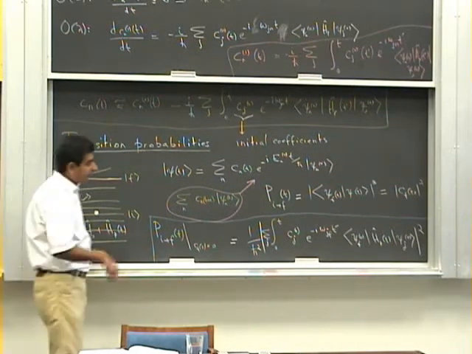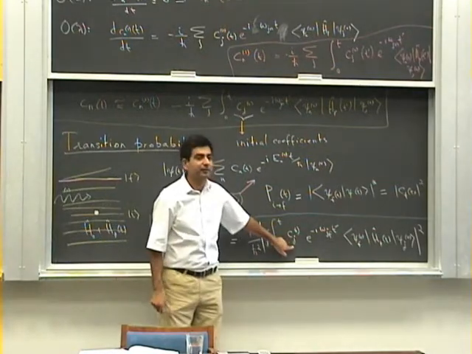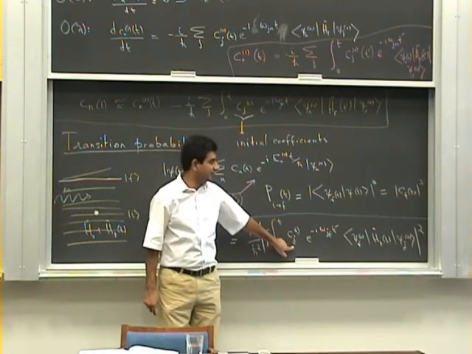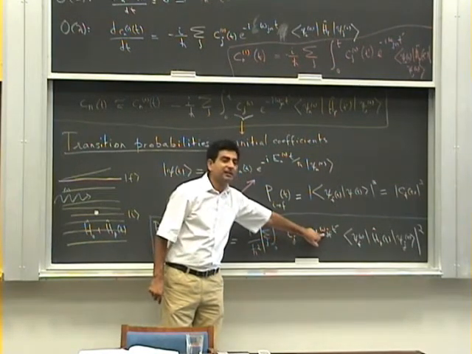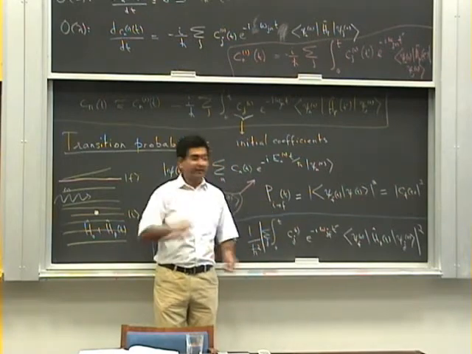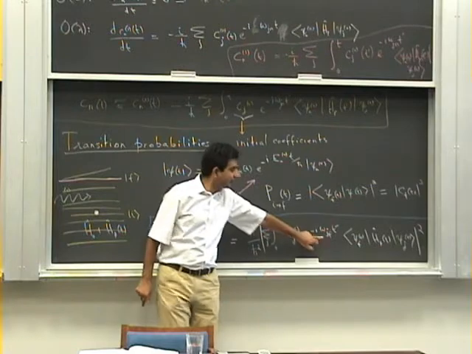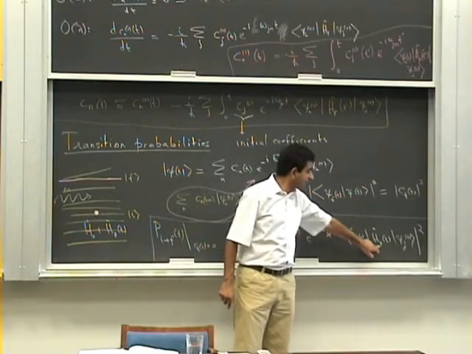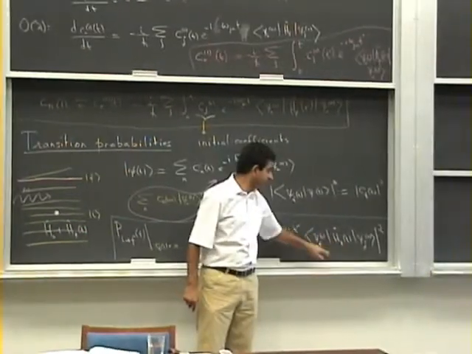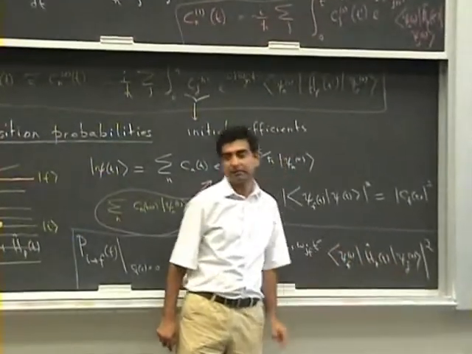It depends upon the initial conditions. What is the initial state? It depends upon the energy difference between the final state and each of the initial states. And it depends upon the matrix element of the perturbation matrix between the final state and the initial state.